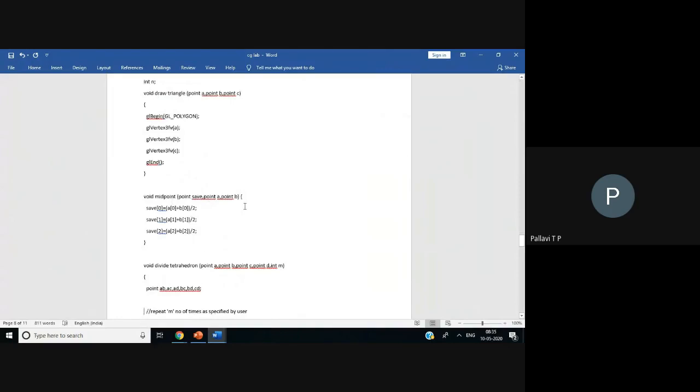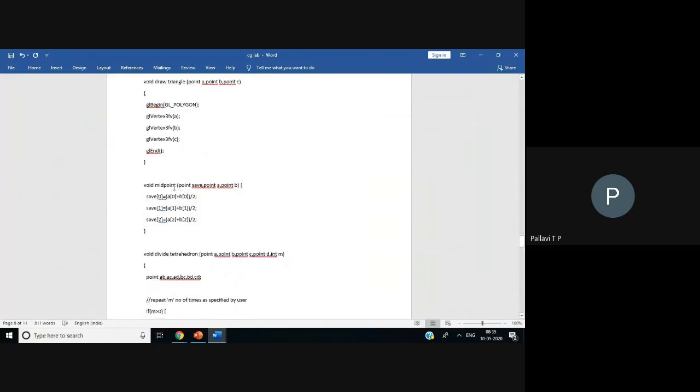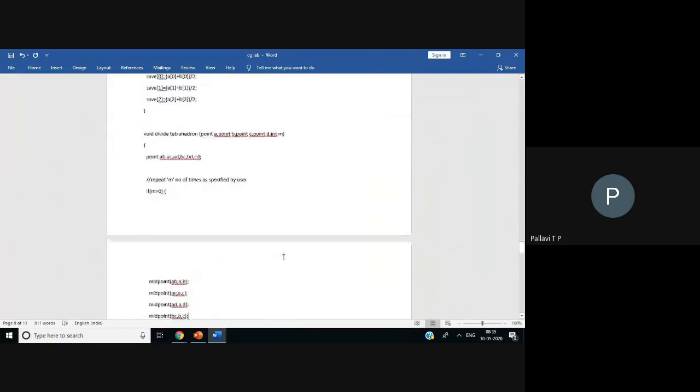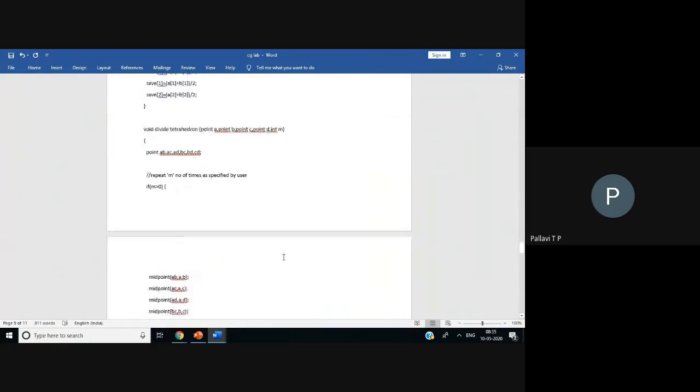By getting the midpoint itself, you are able to divide the triangle into a few more triangles. Once you have found the midpoint, then again void divide tetrahedron. We have to divide the tetrahedron by points A, B, C, and the int m. M means how many times you want to divide the triangle. Here I say repeat m number of times as specified by the user.